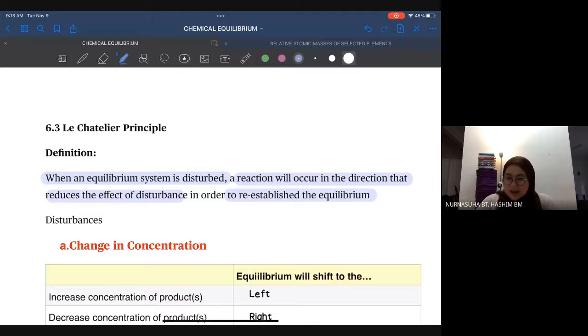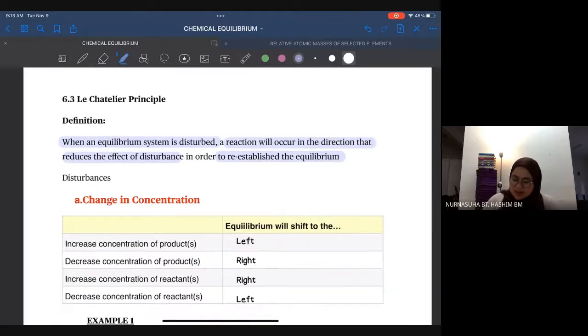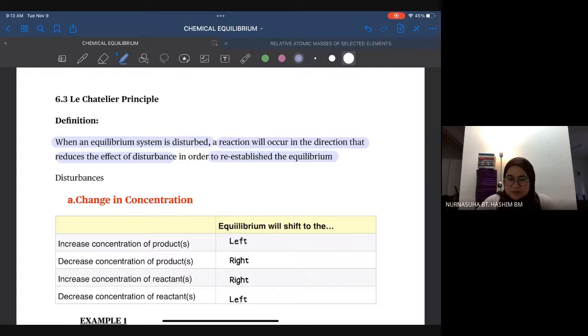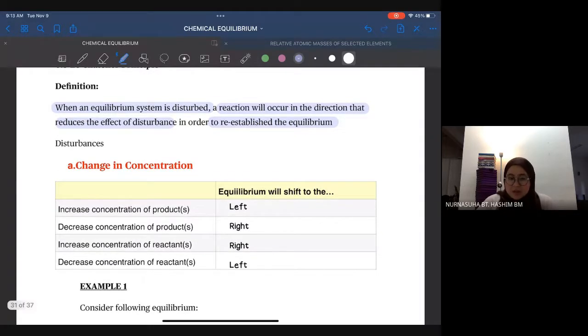Tapi bukannya air sirap. Okay, bukannya air sirap. So dia lebih kepada equation lah. So example yang madam bagi air sirap tu, itu contoh definition apa yang Le Chatelier cuba sampaikan. Okay, apa maksud disturbance tu? Gangguan-gangguan yang dimaksudkan tu. Okay, first kita tengok change in concentration.